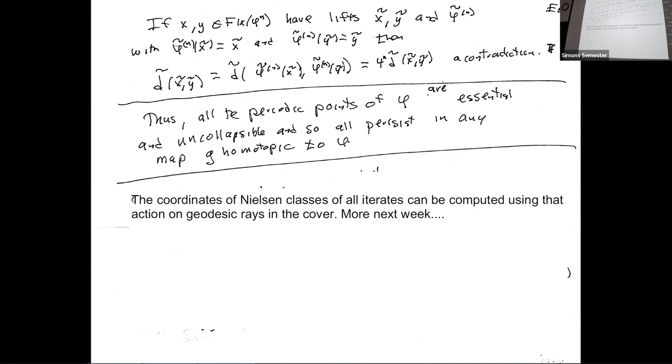Okay, so now let's draw our conclusions. All the periodic points are essential. They're uncollapsible. So they all persist as period endpoints in any map homotopic to phi. So we chose the simplest map in the homotopy class. Now we're going to homotope it as wild as we want, and we don't lose any periodic points. Now, the next question is, what about the other dynamics? And that's the rest of the lecture.